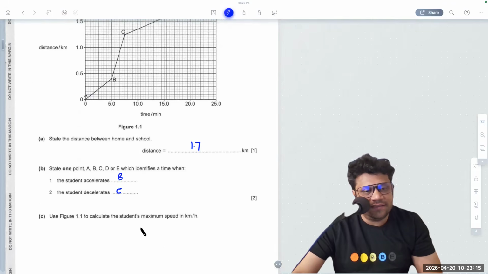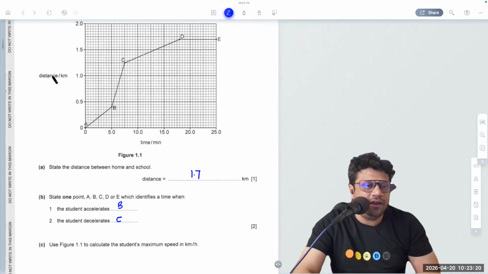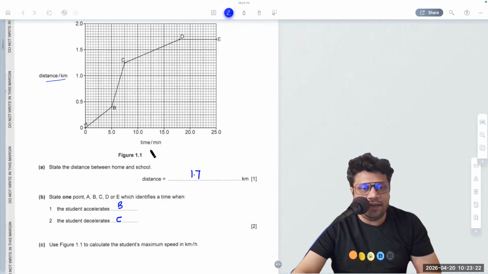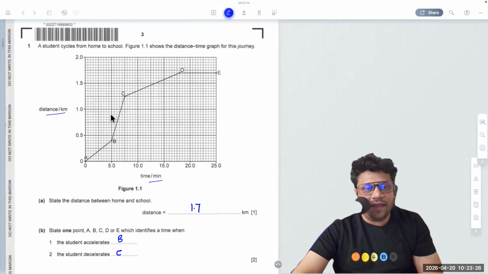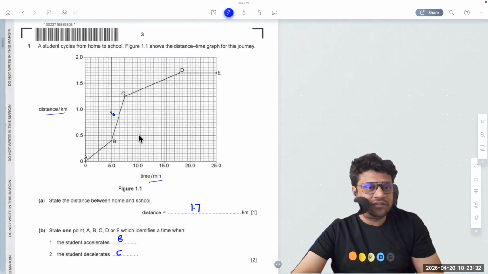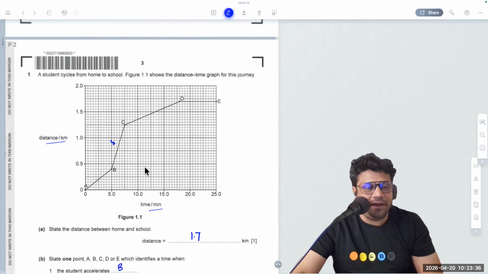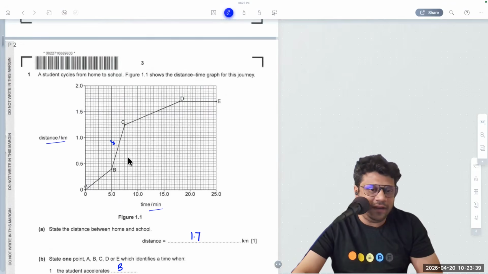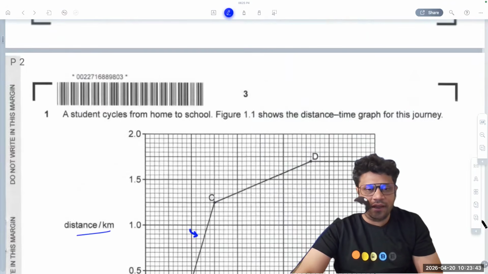Calculate the student's maximum speed in kilometer per hour. Okay, that's a thing. They have given distance in kilometer and time in minutes, but they want the speed in kilometer per hour. See, this is where the student is at its maximum speed. So we are going to find out the gradient of this part of the whole sketch. So we will go find out the gradient.